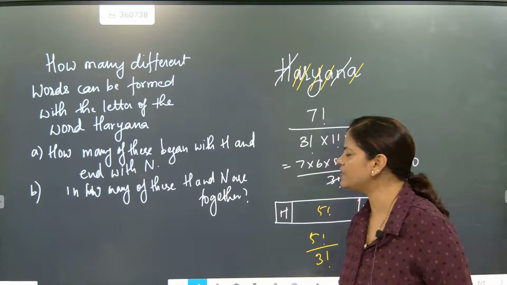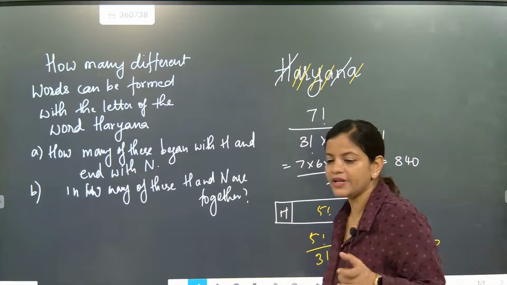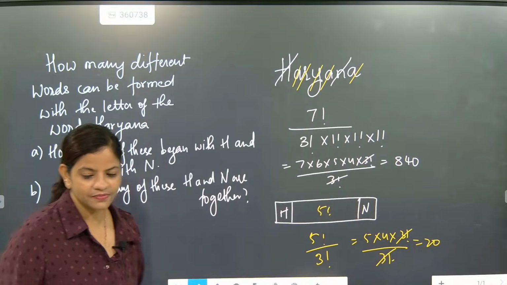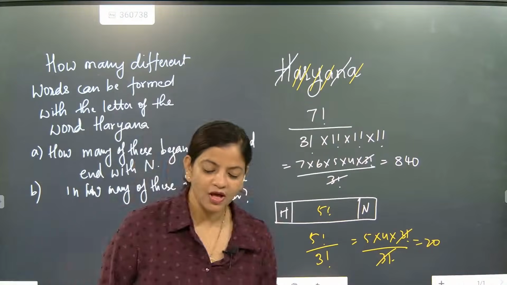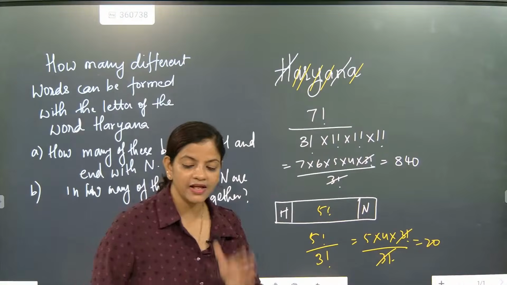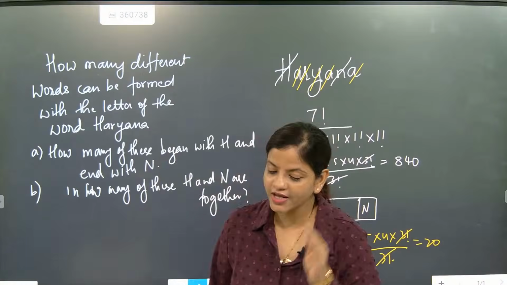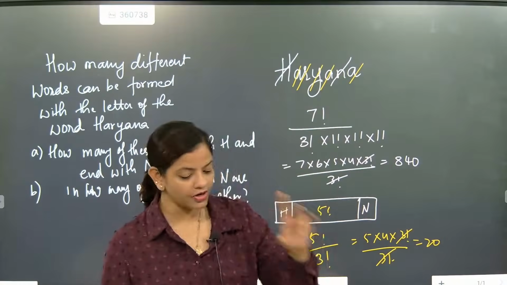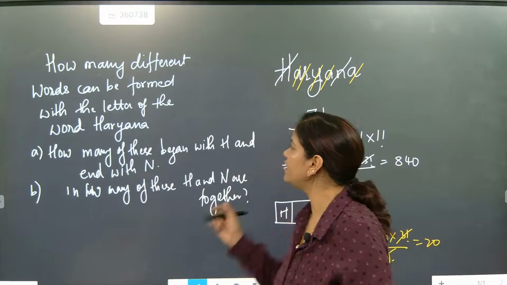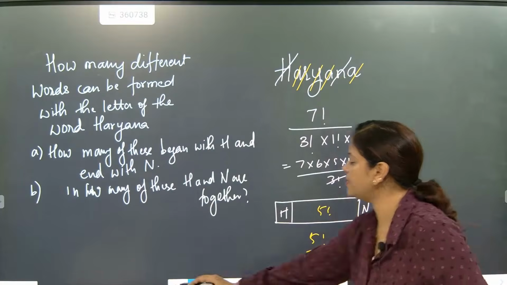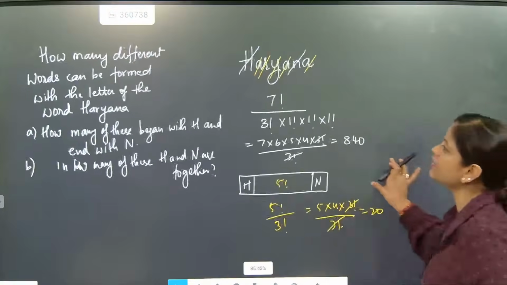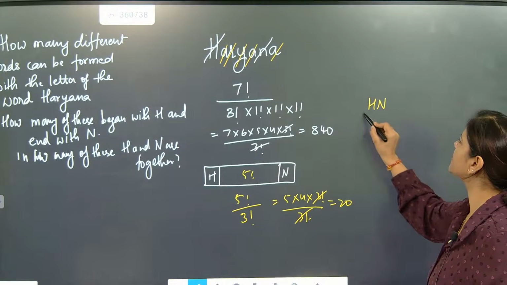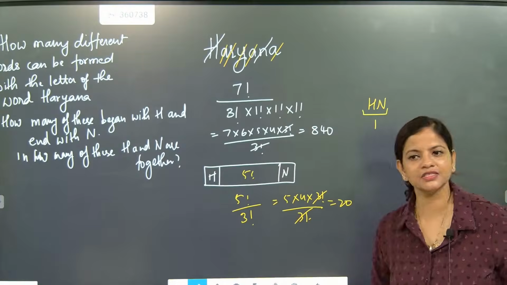After it, in how many of these are H and N together? If H and N are together, it means together they will make one unit, right? So we need to understand that in the word Haryana, H and N are together. So when H and N are together, they will be considered as one.